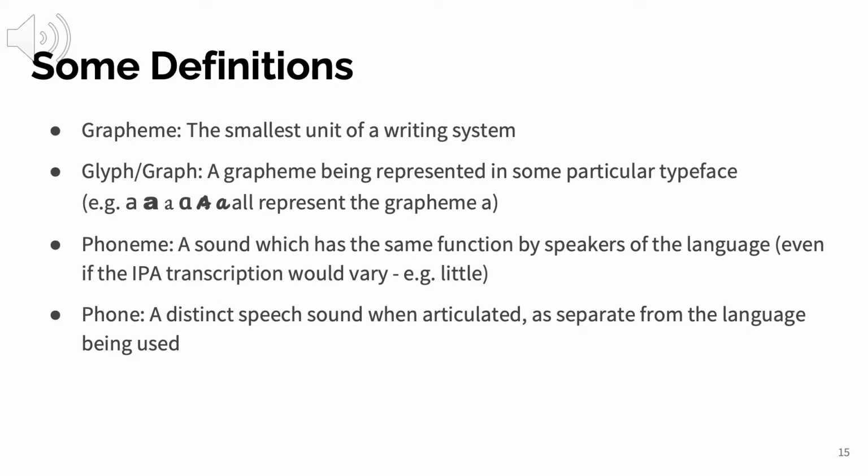A grapheme is the smallest unit of a writing system. So basically, if we're writing in English, a grapheme would be something like A or B or C. A particular glyph would be some particular typeface or font representing the universal grapheme A. So a grapheme is sort of the set of all possible A's.